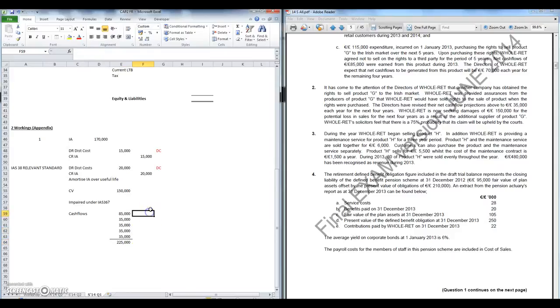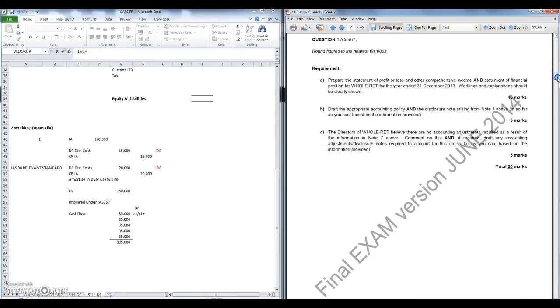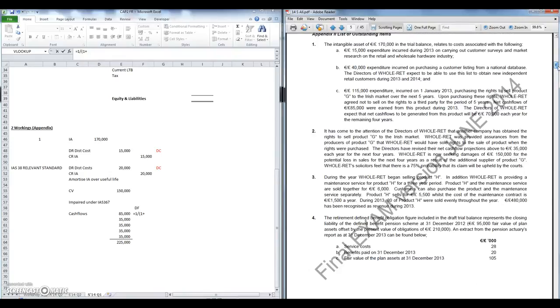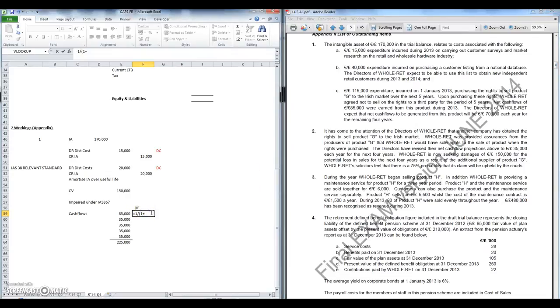You want to get the value in use using the time value of money. So you get a discount factor. You can either use your tables if you have them, or know the formula is 1 over 1 plus R, which in this instance, if we look back, is 10%. So 1 over 1 plus 0.1, to the power of, and we put the years here.